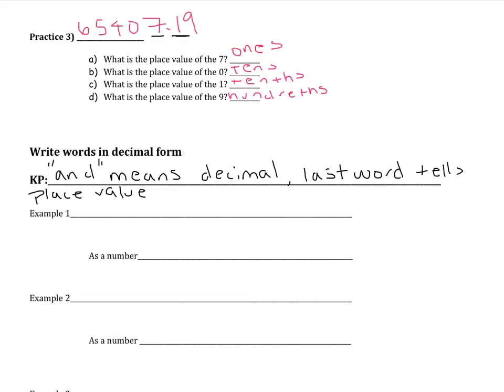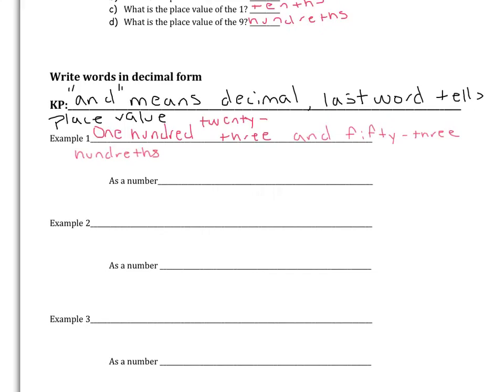So let's go ahead and let's talk about our first example. So I've written out the first example for you. Go ahead and pause the video and copy down our first number. And you can write it all straight out. I just wrote 23 like that so it would fit. Our first example is how would we write 123 and 53 hundredths?